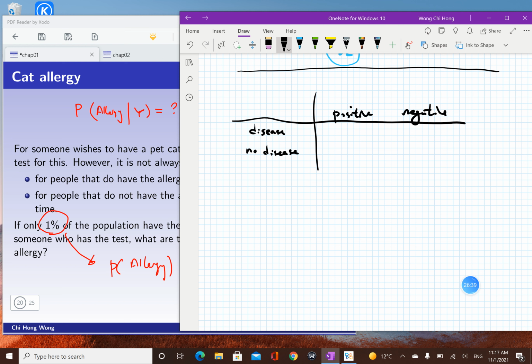So you're hoping these two happen. If you have the disease, it gives you positive. If you don't have the disease, it says negative. You're hoping to see these two outcomes, but you know that there are always these two other outcomes, which we call the false positive, and we have the false negative.